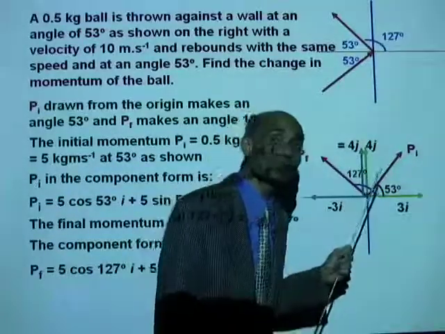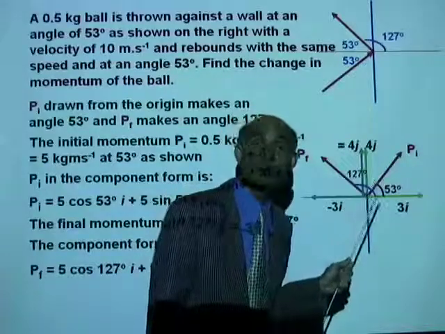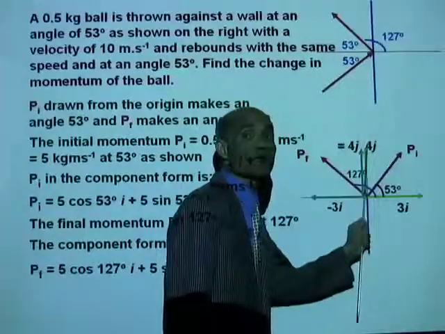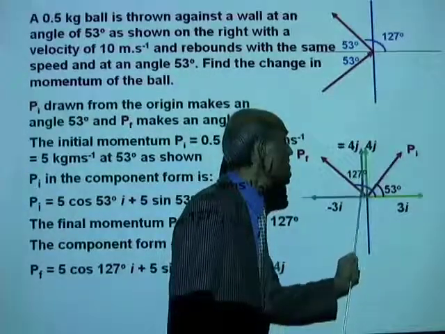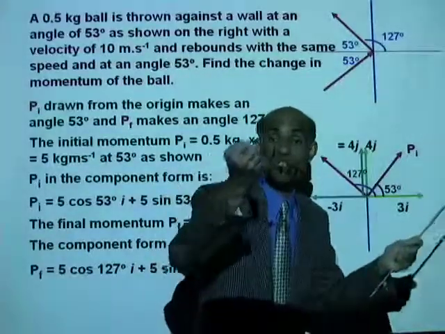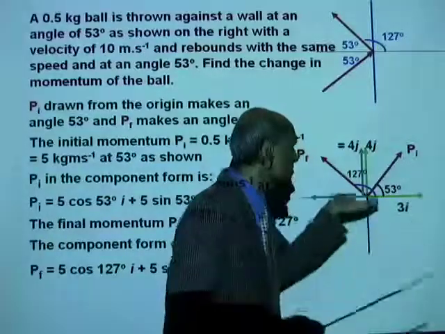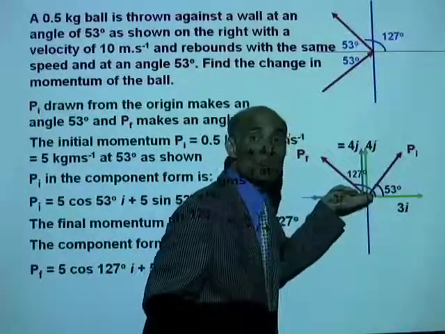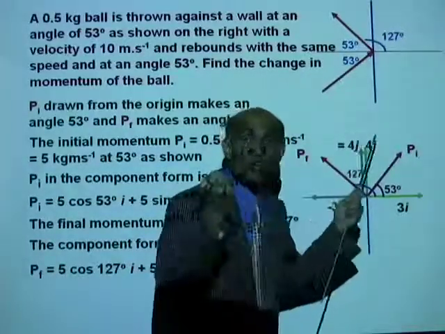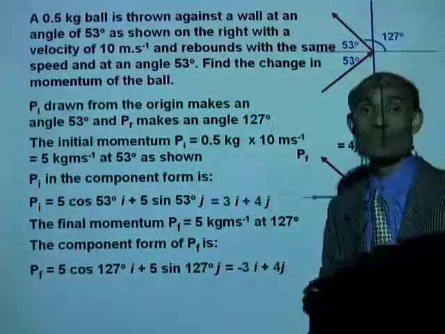What is the change in momentum in the y direction? Well, there is no change. Initial y momentum is 4j. The final y momentum also is 4j. There is no change. The change is the final value minus the initial value. You notice that the initial and final momentum along the y direction are the same. Therefore, there is no change in momentum along the y direction.